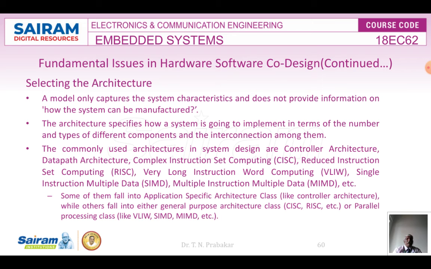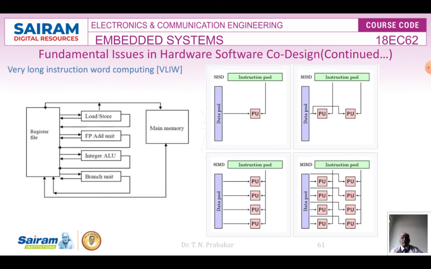There are also some application specific architectures available, something like NOCs, ASIC or FPGA based designs. All these become application specific cases. And the processor should have the capability of parallel processing classes, something like VLIW, SIMD, MIMD, where some parallel processing is also possible.